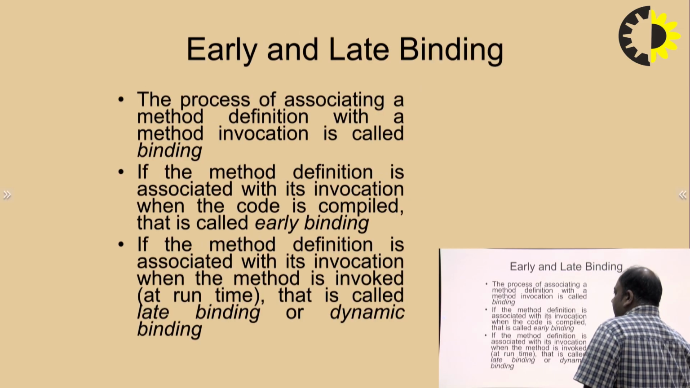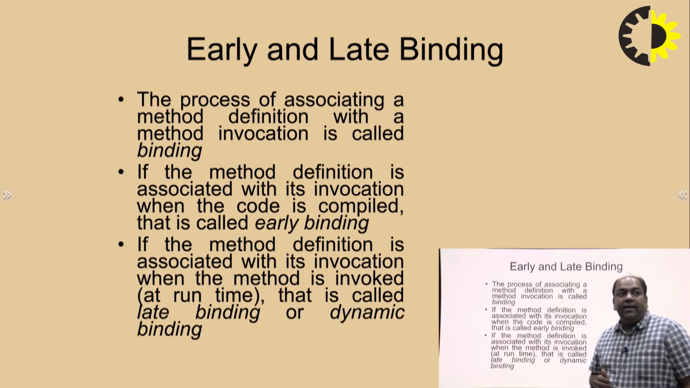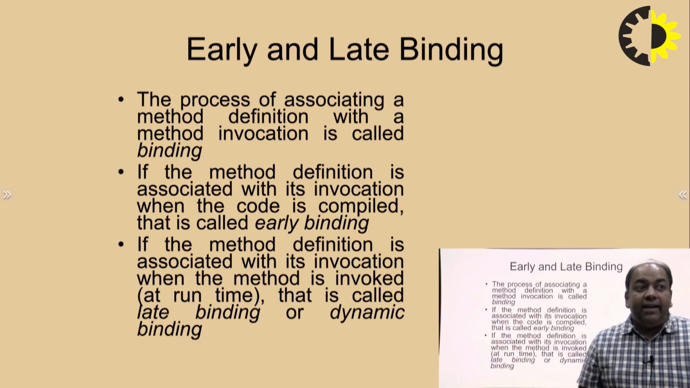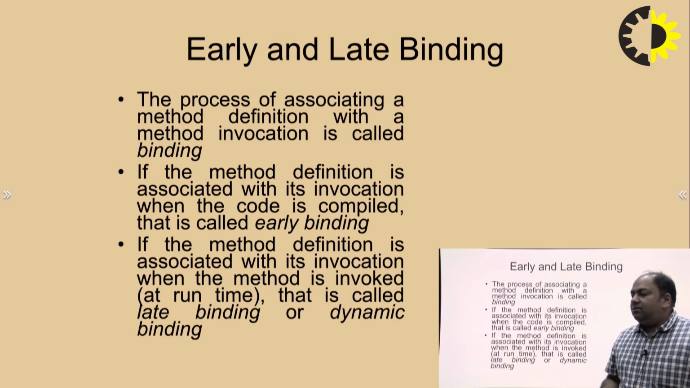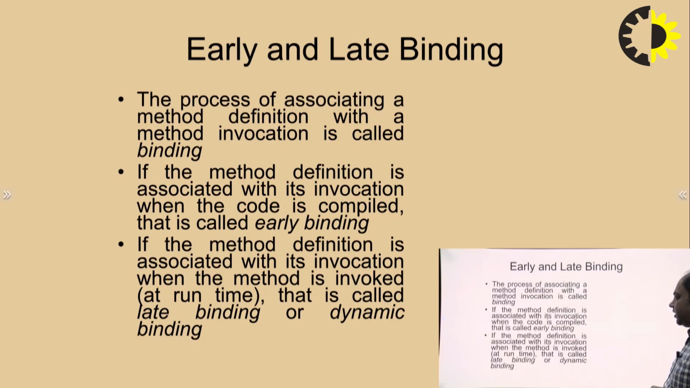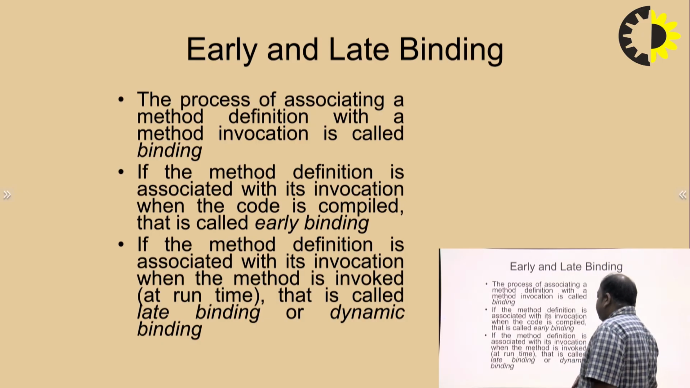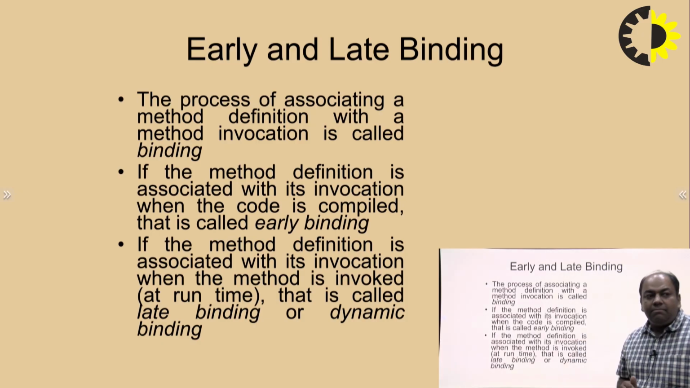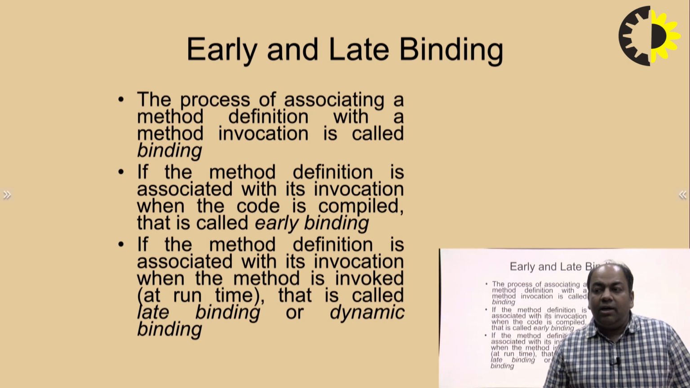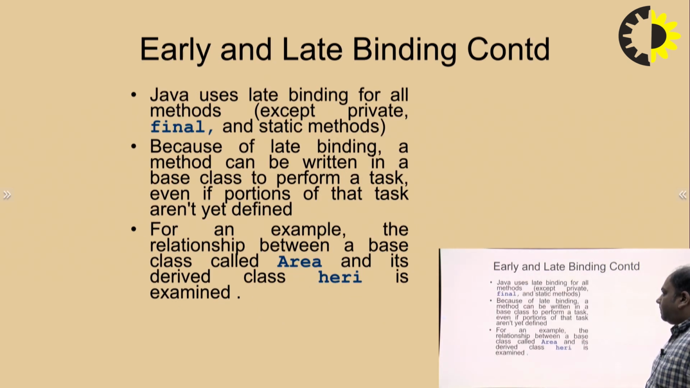After upcasting and downcasting, there comes early and late binding. The process of associating the method definition with the method invocation is known as binding. If the method definition is associated with the invocation at compile time, it is known as early binding. If the method definition is associated when the method is invoked at runtime, then it is called late binding or dynamic binding. Let us understand it.